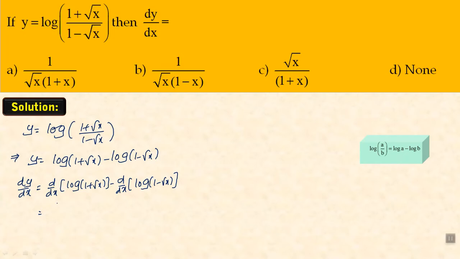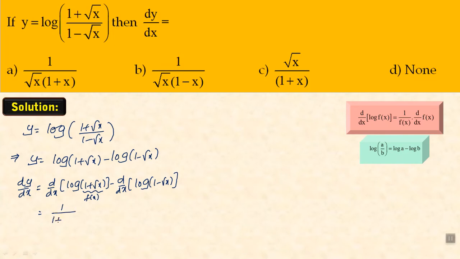This equals to, here consider 1 plus root x as f of x. We know that d by dx of log f of x is equal to 1 by f of x, that is 1 plus root x, into d by dx of f of x, that is 1 plus root x, minus, here consider 1 minus root x as f of x. Now here 1 by f of x, that is 1 minus root x, into d by dx of f of x, that is 1 minus root x.